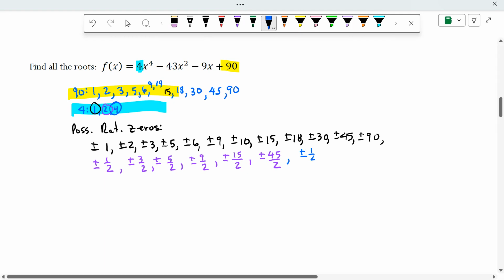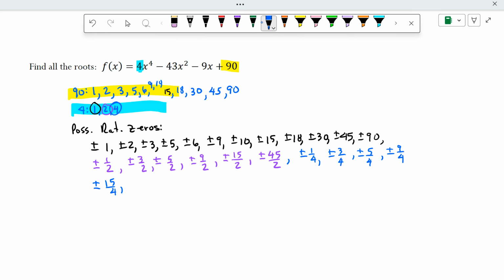And then let's do the last one, the 4. So I have plus or minus 1/4, plus or minus 3/4. 2/4 is 1/2, which I already have. Plus or minus 5/4. 6/4 reduces to 3 halves. Plus or minus 9/4. 10/4 is 5 halves. Plus or minus 15/4. 18/4 is 9 halves, I already have it. 30/4 is 15 halves. Plus or minus 45/4. And then 90/4 is 45 halves. I have all of them.